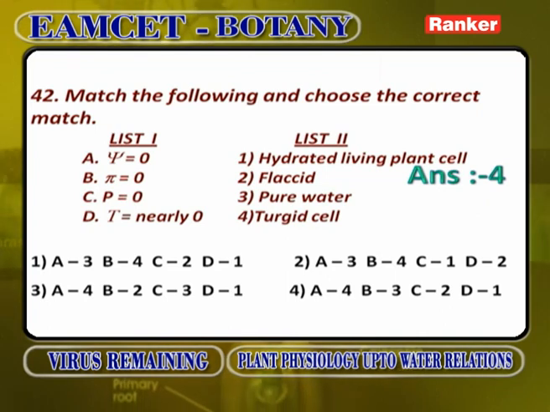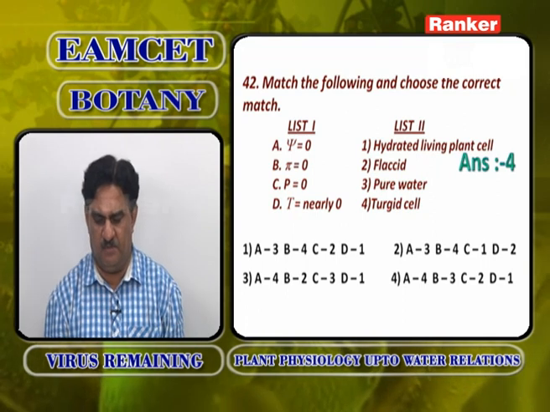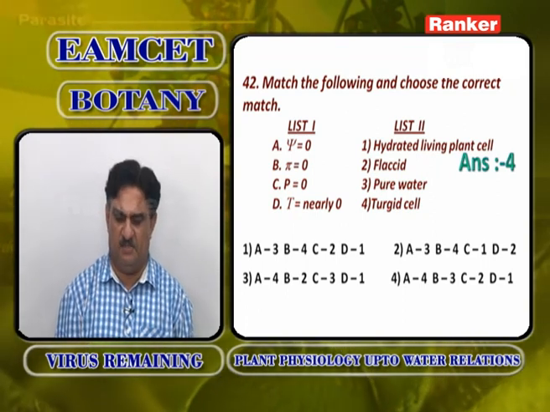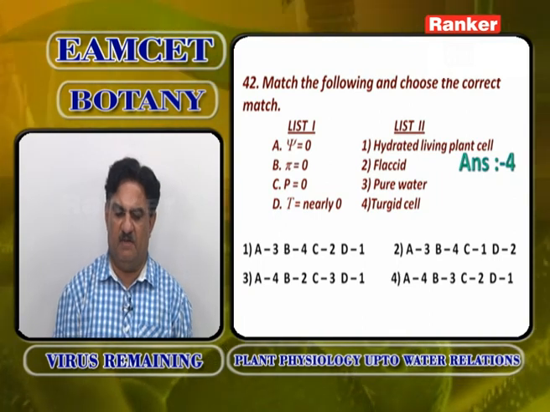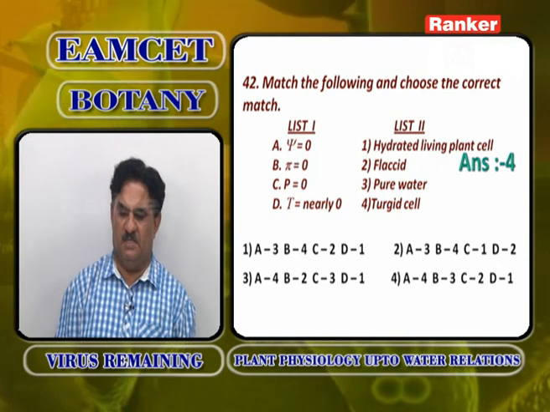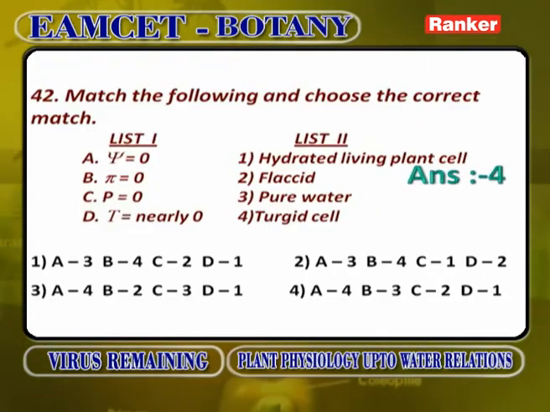Match the following and choose the correct sequence. Psi is equal to 0, pi is equal to 0, P is equal to 0, tau is nothing but matric potential is nearly 0. Hydrated living plant cell, flaccid cell, pure water, turgid cell. A is 4. Psi is equal to 0 in a fully turgid cell.